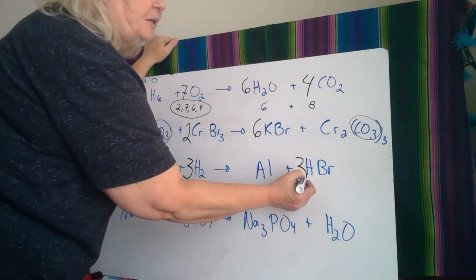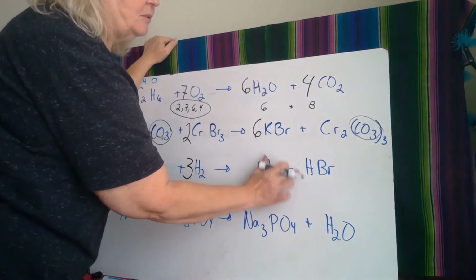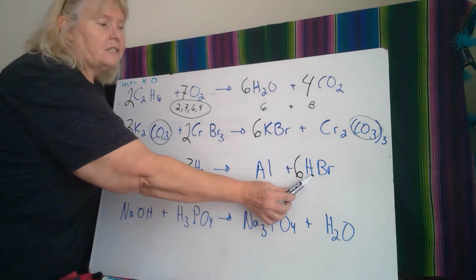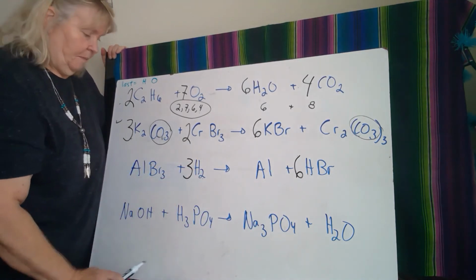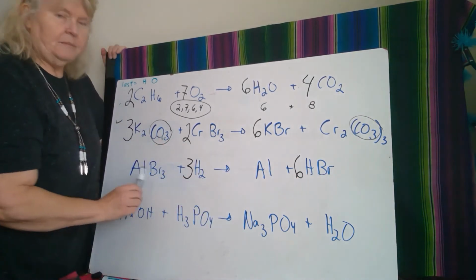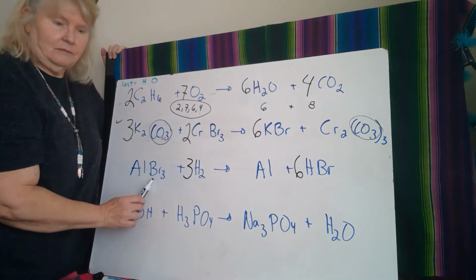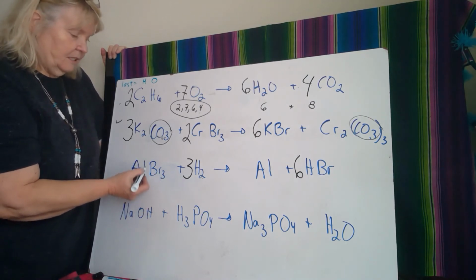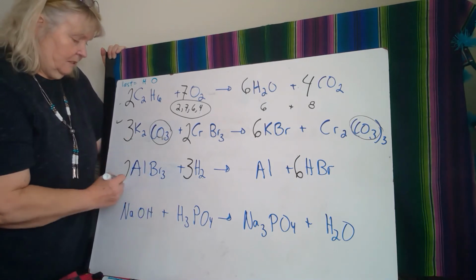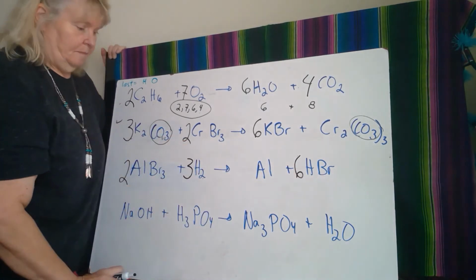Over here, 3 hydrogens. So I can't put any numbers here. So what I'm going to do is take the 3 away and change it into a 6. So now 6 hydrogens, 6 hydrogens. 1 aluminum, 1 aluminum. 6 Brs, 3 Brs. Whoops. What do I do now? I have to have 6 here. I cannot change the 3, can't stick it in the middle. I've got to put a number here that will multiply 3 to make 6. So put a 2. 2 times 3, 6 Brs, 6 Brs.